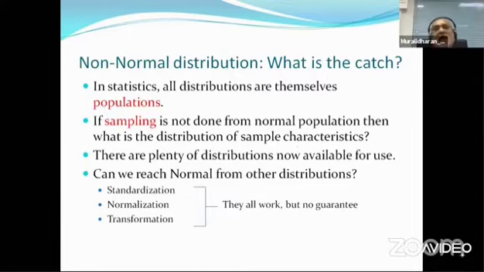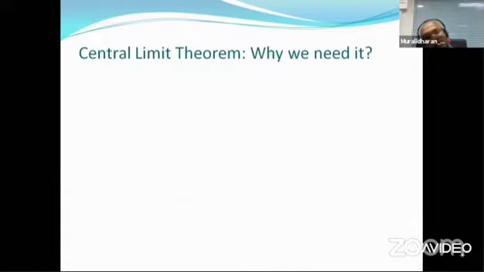So these are all manipulation techniques actually. Standardization, normalization, transformation, they are all manipulation. The data remains the same, and we do some kind of transformation, etc. So there is no guarantee that you will be back to normal. So now comes the point again. How do you get into normal? This is the importance of my talk today.